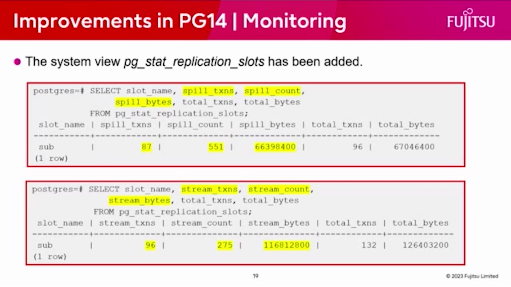The lower example shows the case with streaming enabled. And we can see that the streamed count, transactions, and bytes are incremented. The DBA can monitor the view and adjust the parameters accordingly. Now, in PG14, the walsender can start streaming earlier, and a more convenient way to tune parameters is provided.